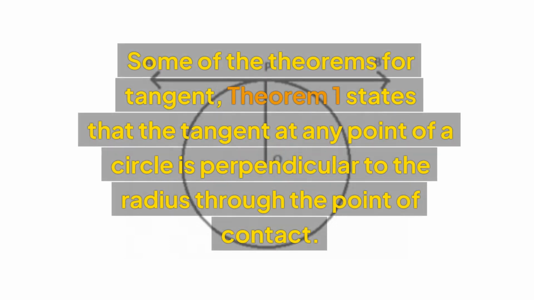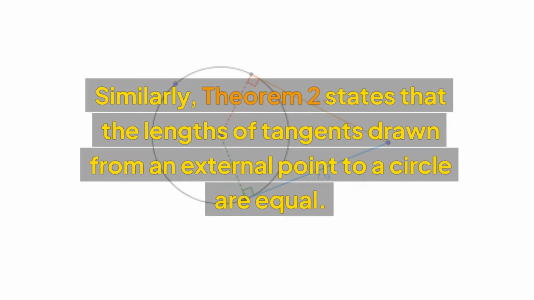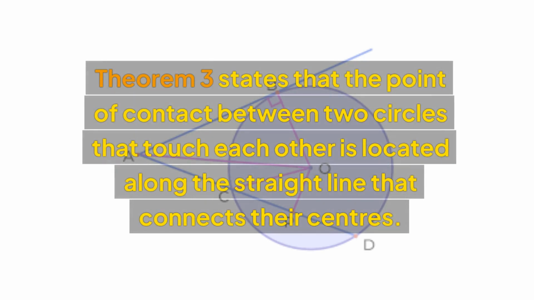Some of the theorems for tangent. Theorem 1 states that the tangent at any point of a circle is perpendicular to the radius through the point of contact. Similarly, Theorem 2 states that the lengths of tangents drawn from an external point to a circle are equal. Theorem 3 states that the point of contact between two circles that touch each other is located along the straight line that connects their centers.